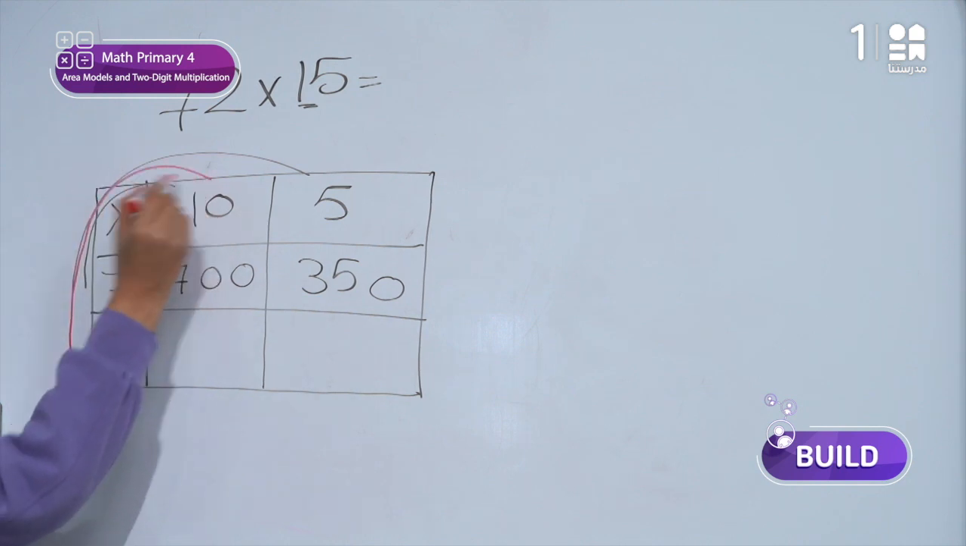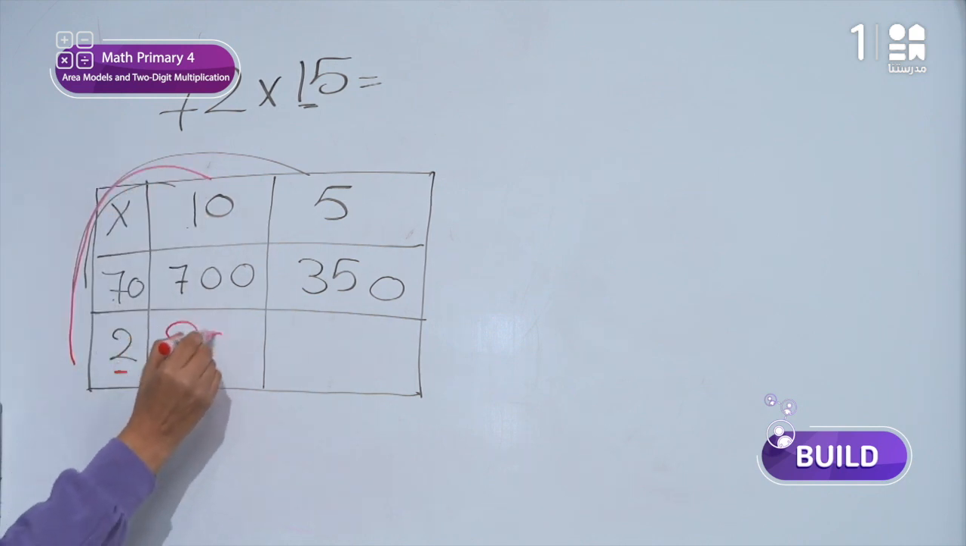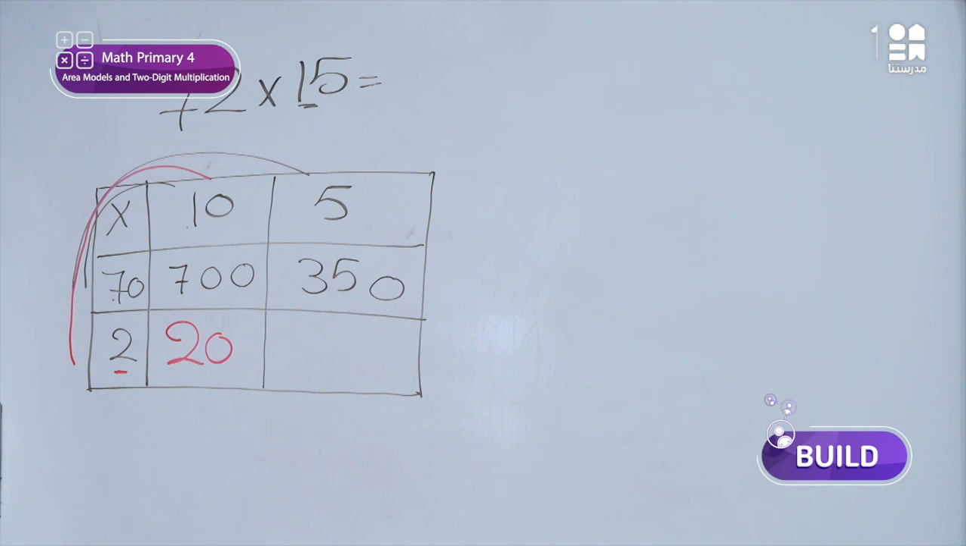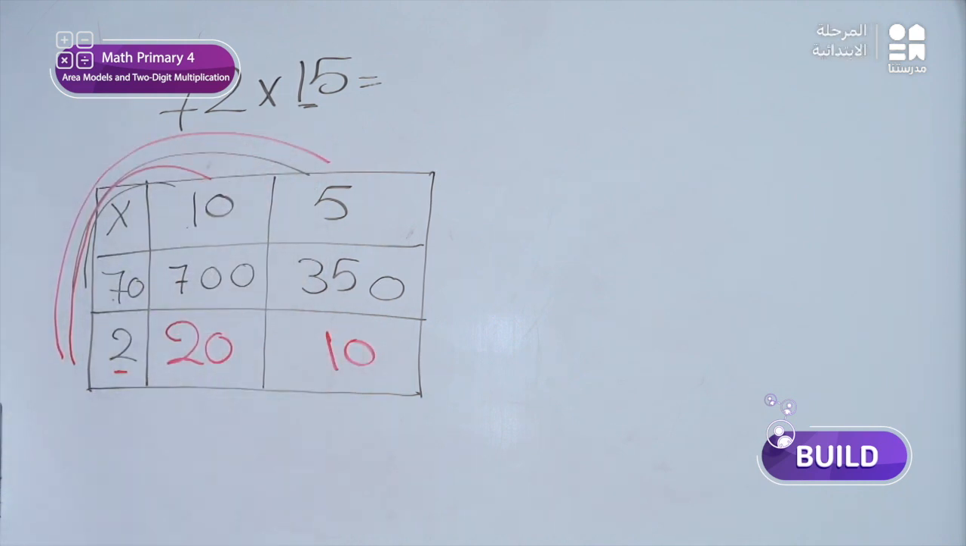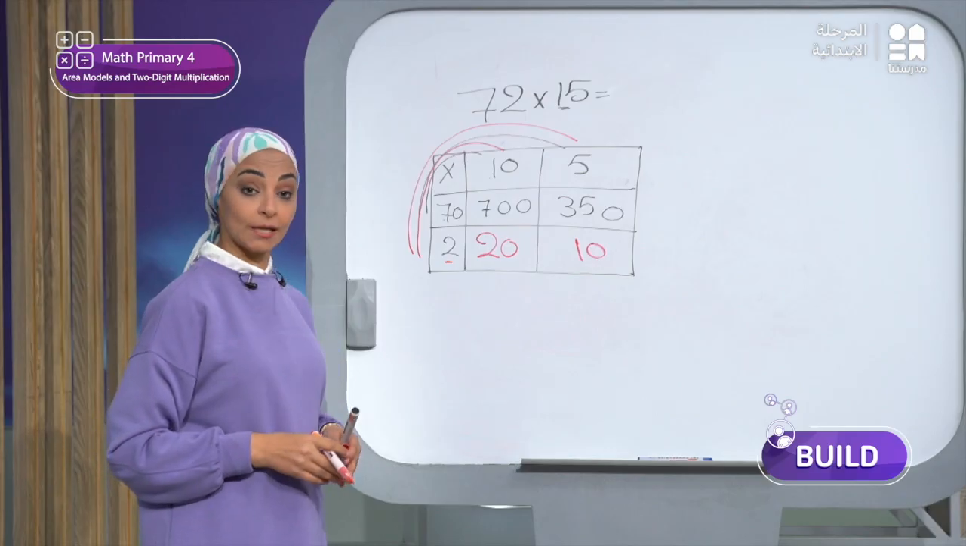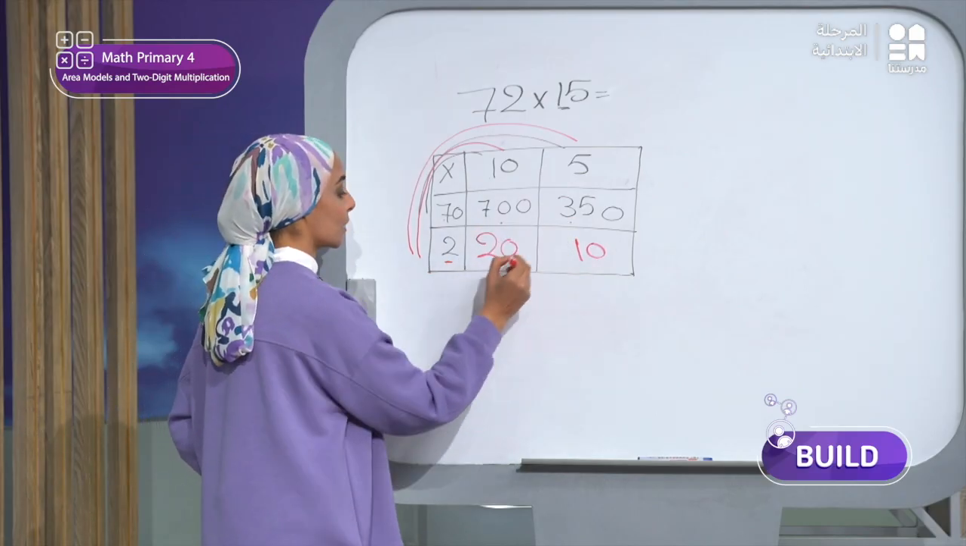So 2 times 10 equals what? Equals 20. And 2 times 5 equals what? Of course, 2 times 5 equals 10. Then what should I do? Yes, I will add these 4 numbers.